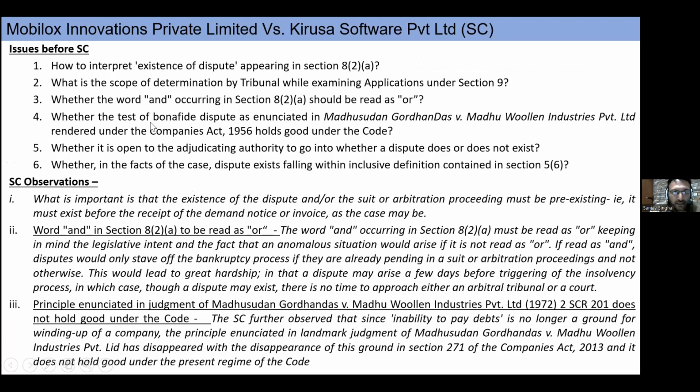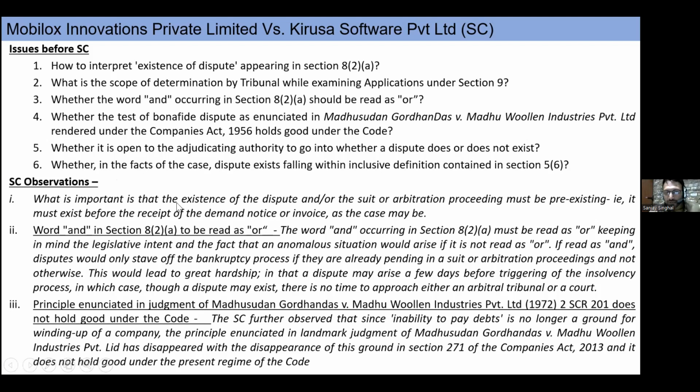So one is the Supreme Court decision in Madhusudan Gordhandas versus Madhusudan, in which the Supreme Court has held that inability to pay debt cannot be a ground for winding up of a company. So there was an earlier Supreme Court decision in Madhusudan Gordhandas that if the company is not able to pay the debts, that cannot be a ground for the winding up of the company. So they quoted this case as well. One by one we will see, in these 6 issues, what the Supreme Court has decided.